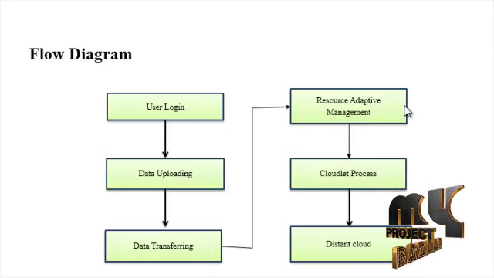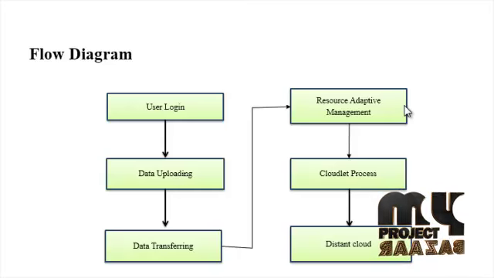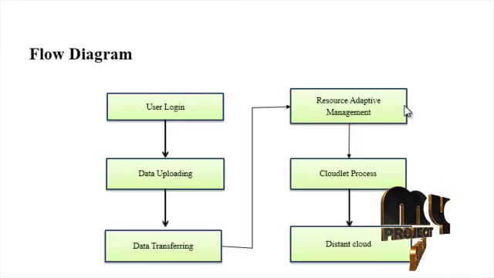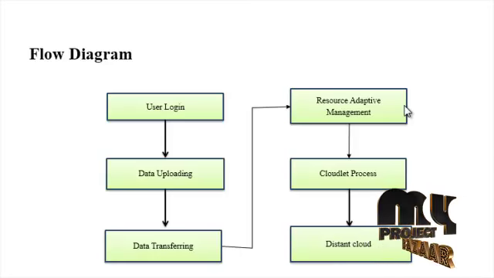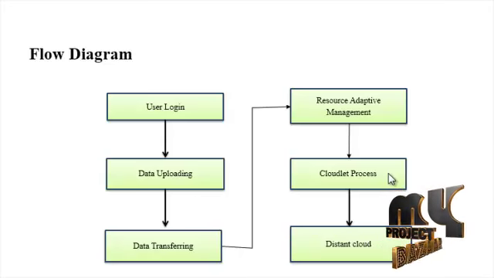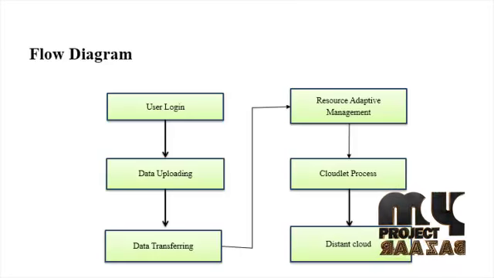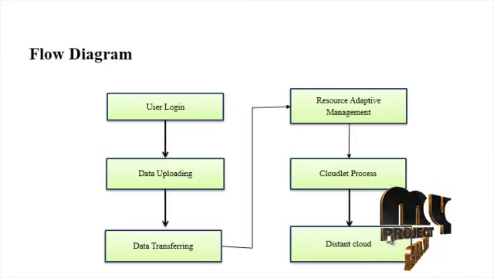Next, resource adaptive management. Resource adaptive management is a core objective of our project. In this resource adaptive management, the file which needs to be adapted is sent to storage as usual, and the resource adaptive management will take over the management process. Then the cloudlet process. Cloudlet process is an intermediate between the user and the distant cloud, because in this cloudlet process we are able to create the servers which are going to directly connect with the distant cloud. Then next is the distant cloud. Distant cloud is a destination in which we can store our data in a cloud environment.